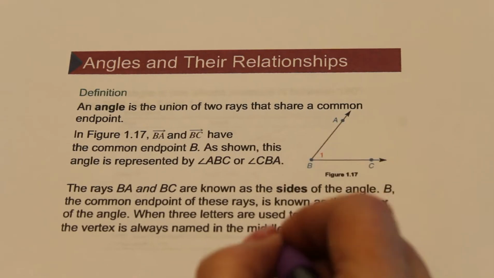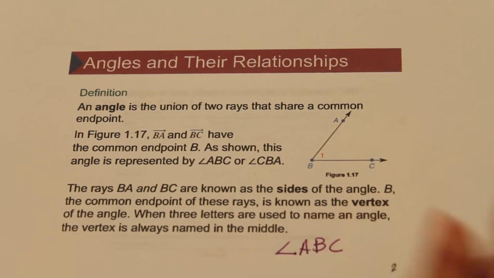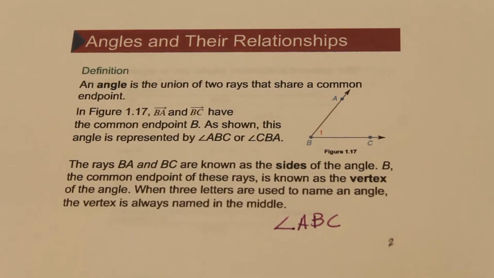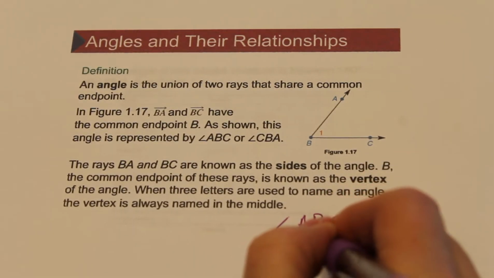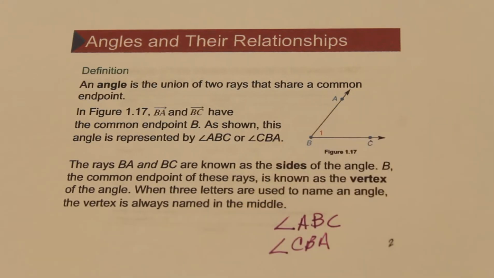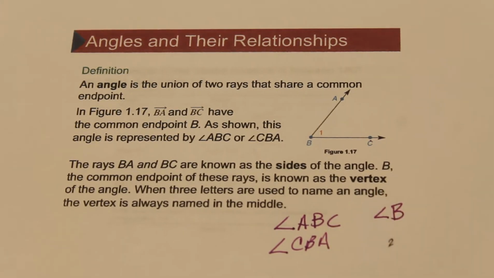This would be considered angle ABC. It could also be considered angle CBA. And since there's no ambiguity here, you could just call it angle B, because that's the only angle that has B as a vertex.